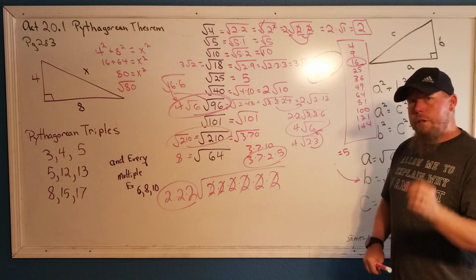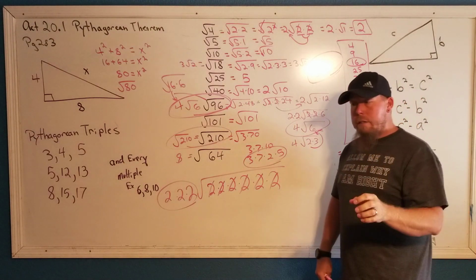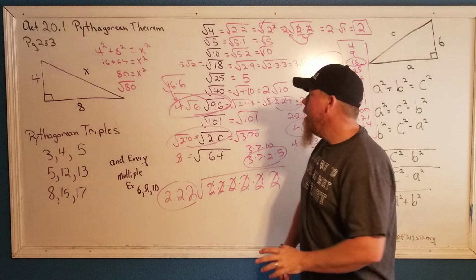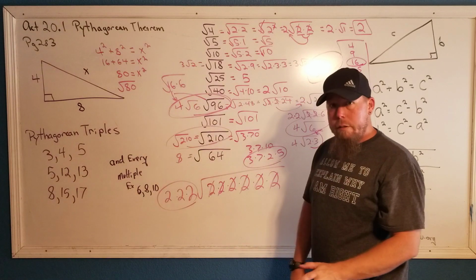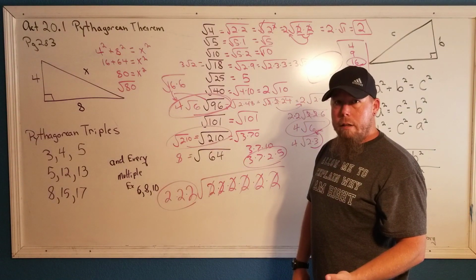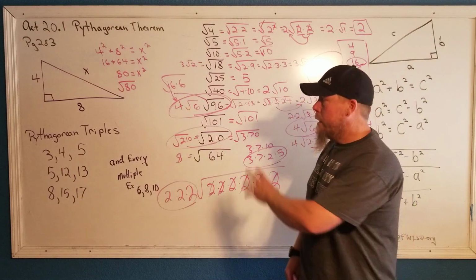Okay, so that's how you reduce a radical. So if you see them asking for an answer in simplified radical form, this is what they want. They don't want a decimal. Okay, the decimal is close, but it's not right. All right, decimal is not exact, and this is an exact answer.